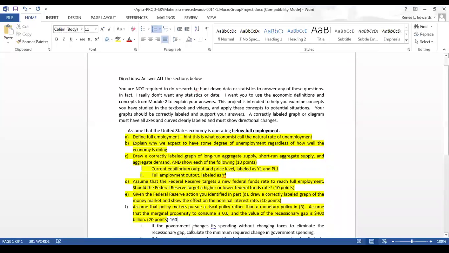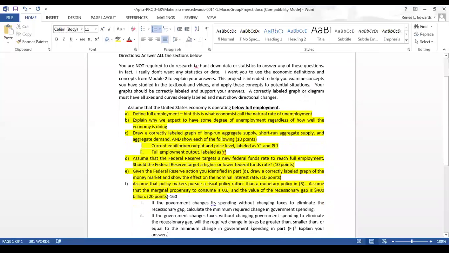If the government changes its spending without changing taxes, calculate the minimum required change in government spending. We just did that. If the government changes taxes, so instead of doing spending, we're now going to do taxes. Taxes are something completely different, and the book mentions this. Because of the marginal propensity to consume and the marginal propensity to save, when you give someone a tax break, they don't necessarily consume every single dollar. There's a probability they're going to save something.